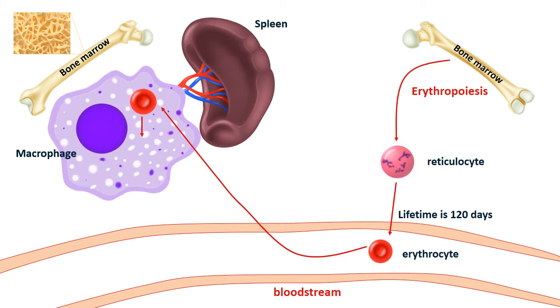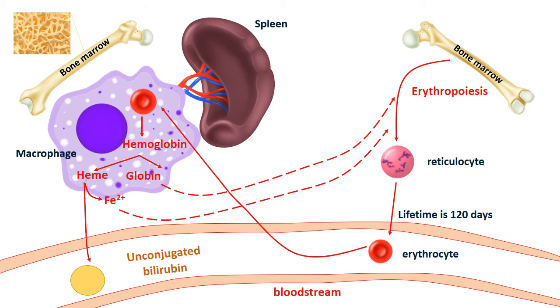Old or damaged red blood cells are removed from the circulation by macrophages in the spleen and liver, and the hemoglobin they contain is broken down into heme and globin. The heme contains precious iron that is conserved and reused in the synthesis of new hemoglobin molecules. During its metabolism, heme is converted to unconjugated bilirubin.